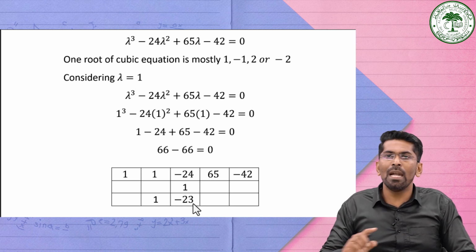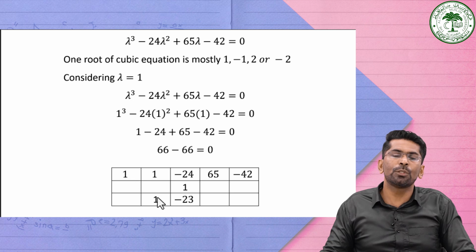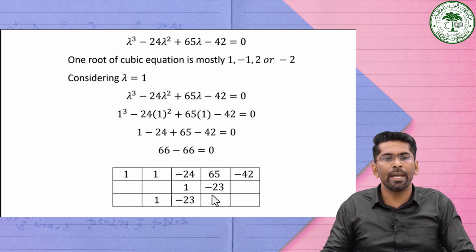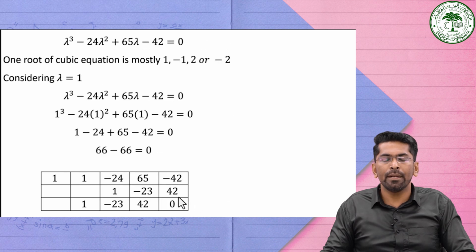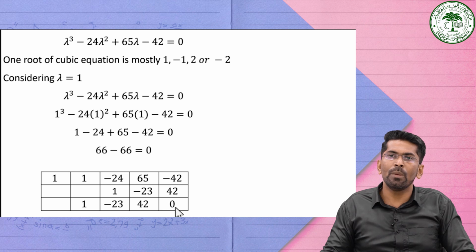Then I am again multiplying 1 into minus 23, which will become minus 23. I am adding these two terms here, and it becomes 42. I am writing it here. Here I am again multiplying 1 into 42, so it becomes 42. I am going to write 42 here. So minus 42 plus 42 will become 0.